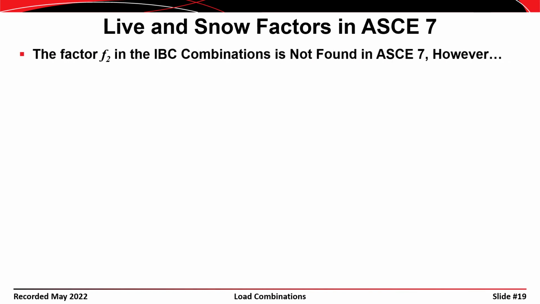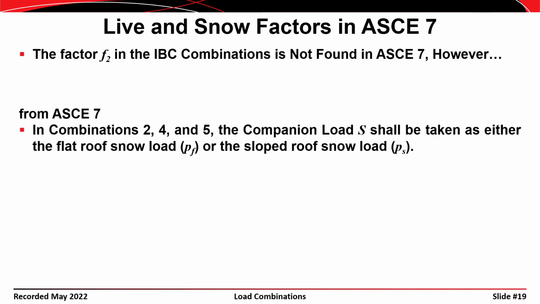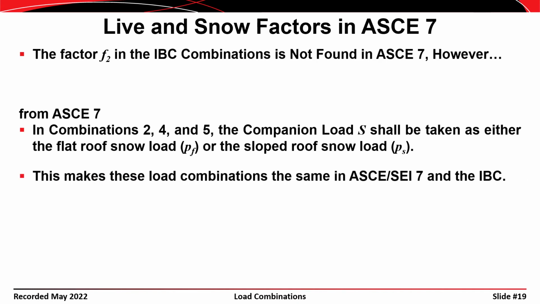Okay. Further, if we look at the factor F2, it's also not explicitly found in ASCE 7, but there is a provision in ASCE 7 that says that for combinations 2, 4, and 5, the snow load shall be taken as the flat roof snow load, P sub F, or the sloped roof snow load, P sub S, depending on the configuration of the roof. So what that means is that, once again, the ASCE 7 load combinations are basically the same as the IBC load combinations.